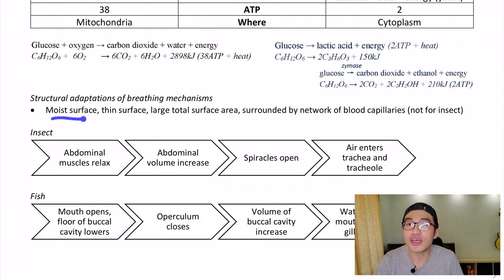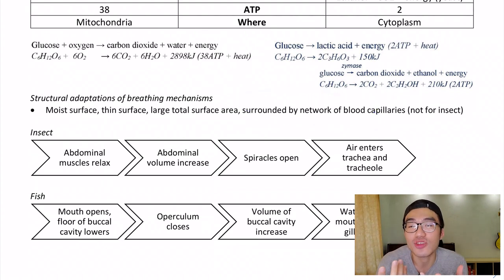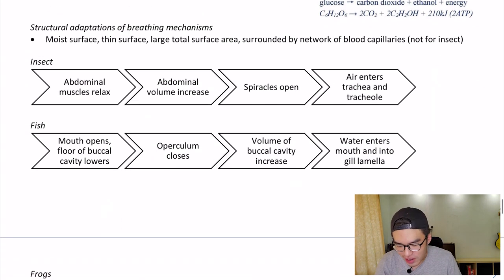Number 1, they are moist, your alveolus is moist. Then they are thin, 1 cell thick. They have large total surface area, you have a lot of alveolus. And it is surrounded by a network of capillaries. Careful not to use this point for insects because insects have no blood. I'm sure you know this. So let's look at the breathing mechanism for insects.